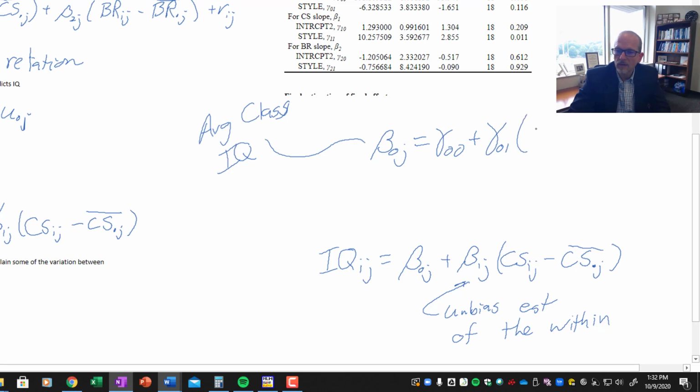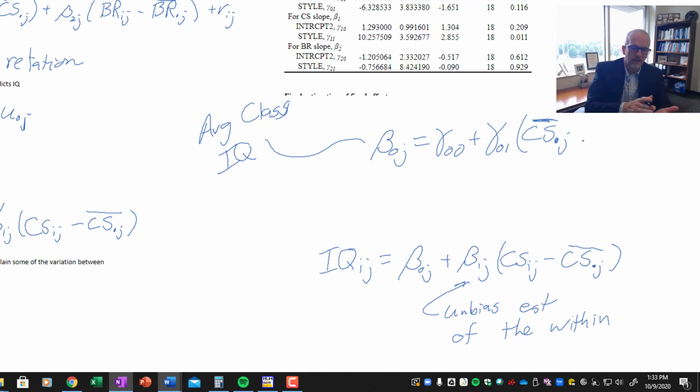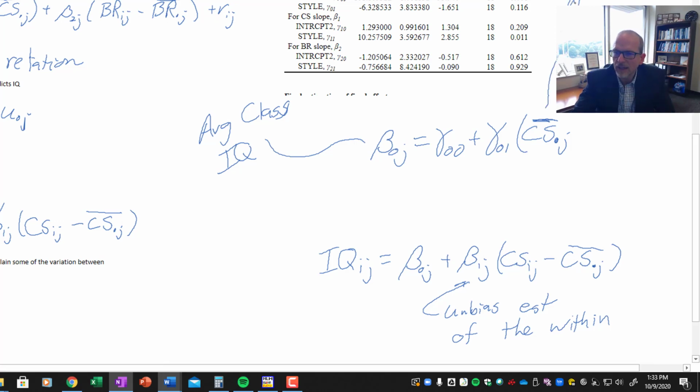So I can come along with my common sense, except now I have to compute this thing. Now, average common sense, I'll also call this the aggregate of a variable. We're basically going into every single class, computing the average common sense, and now we are plugging in that value. So I have average class common sense, and I'm predicting average class IQ. So what that does is that makes this thing the between effect.